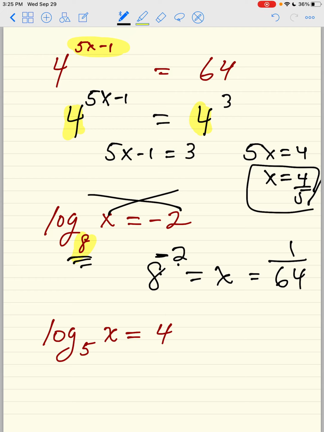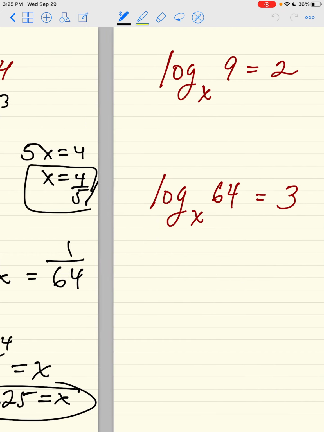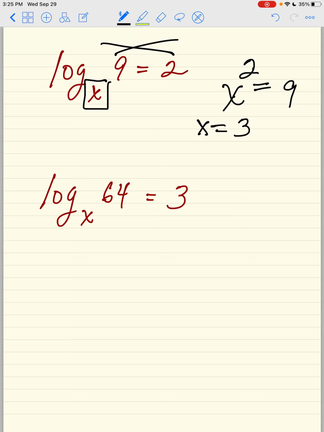How do we solve? Well, you got to get rid of log. How do we get rid of log? We lift and shift. 5 to the fourth, 625. You lift what's on the floor, and then you shift those two. Okay, and I believe this is lift and shift. What number squared makes 9? 3. Some of you might say, so does a negative 3.